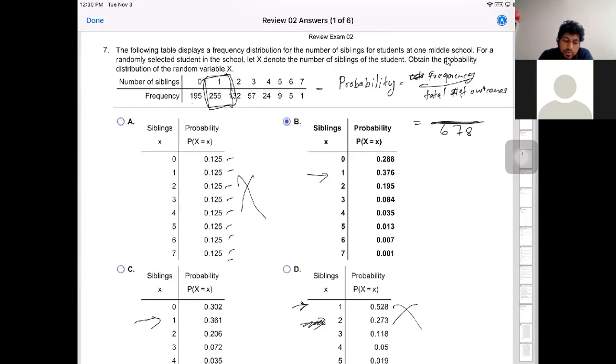Let me use number of siblings 1. Okay, I'm going to find the probability which belongs to number of siblings 1. So what is the frequency? 255. Divide by total number of outcomes, 678. So 278 divided by 678.